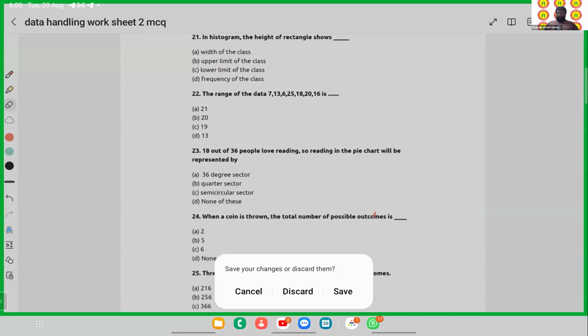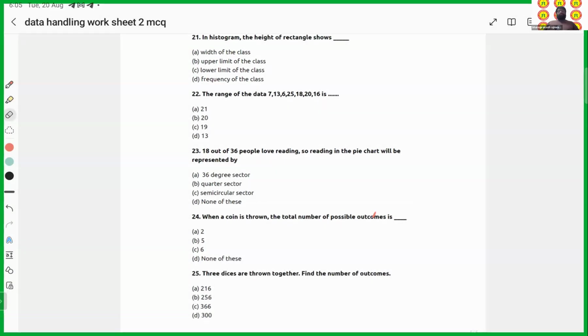Tomorrow is Wednesday, so in Thursday's class we will be starting with a new chapter, that is mensuration. So I hope everyone has cleared the concepts of data handling. Let me know if you have any doubts, or else you can leave the session.